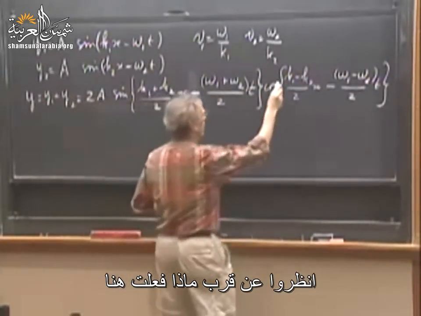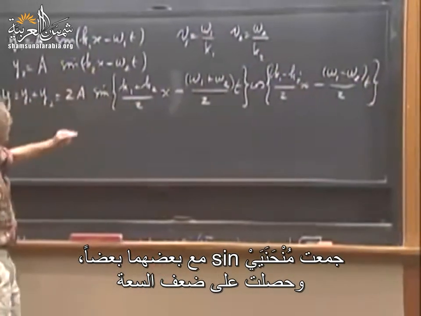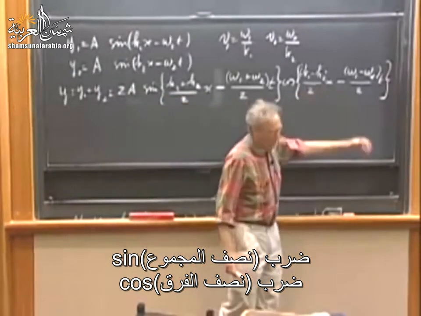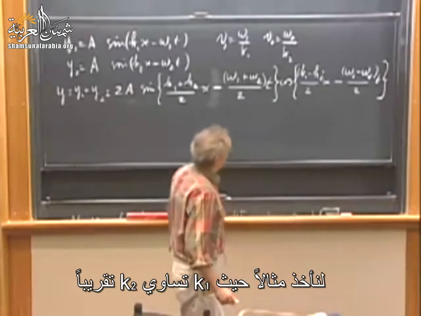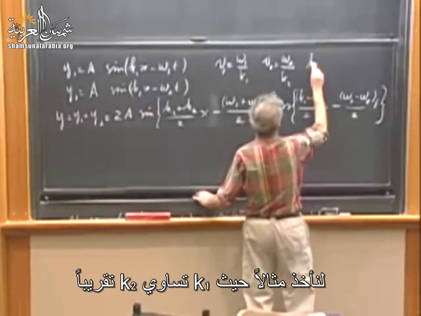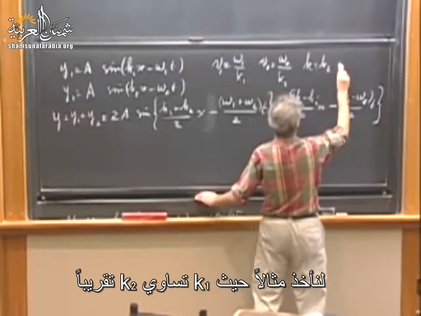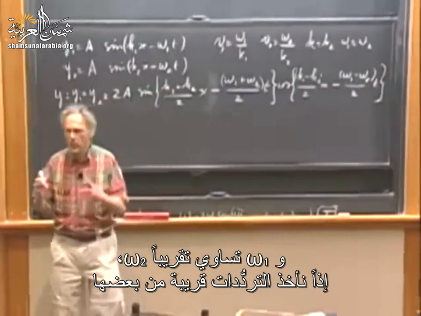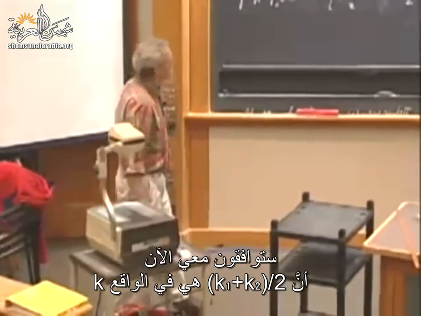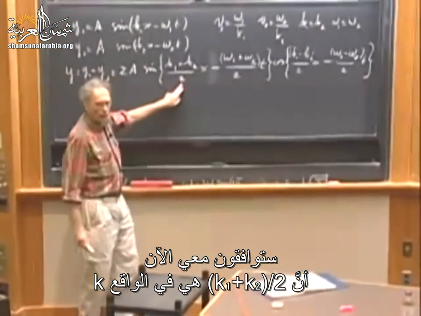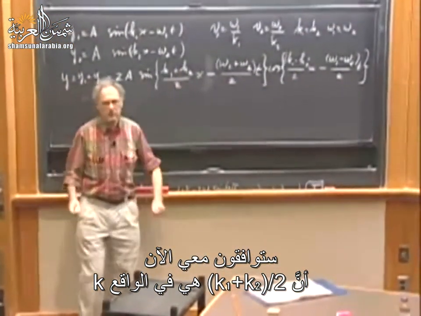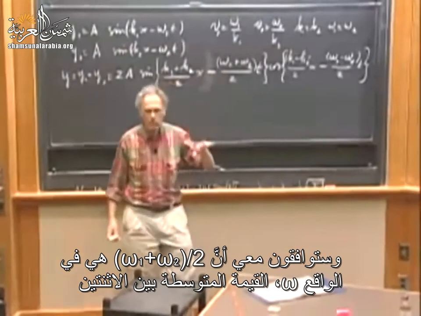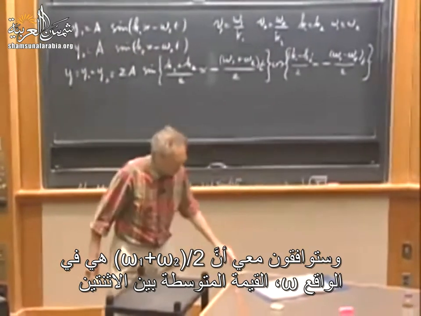So look closely at what I have done here. I've added two sine curves. I get twice the amplitude, the sine of half the sum times the cosine of half the difference. Now let us take as an example whereby k1 is approximately k2 and omega 1 is approximately omega 2. So we take the frequencies close together. You would agree with me then that (k1 plus k2) over 2 is then effectively k. It's the sum of the two divided by 2. You would also agree with me that (omega 1 plus omega 2) divided by 2 is omega, sort of the mean value between the two.